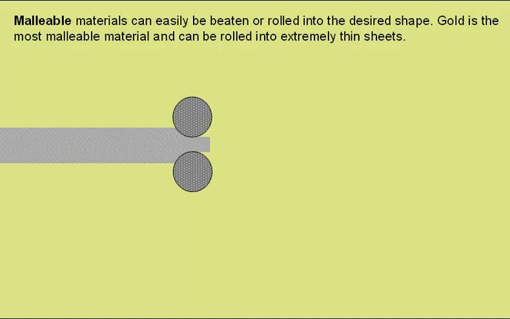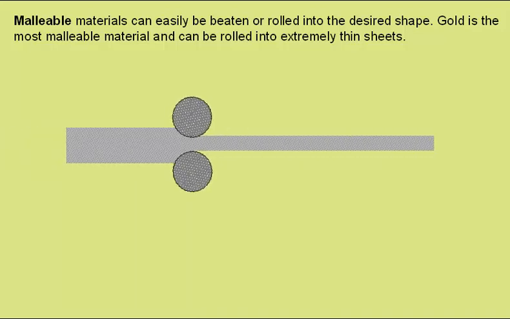Malleable materials can easily be beaten or rolled into the desired shape. Gold is the most malleable material and can be rolled into extremely thin sheets, as used to gold plate items. So here we have a malleable material, and it can be rolled into a longer and thinner sheet.